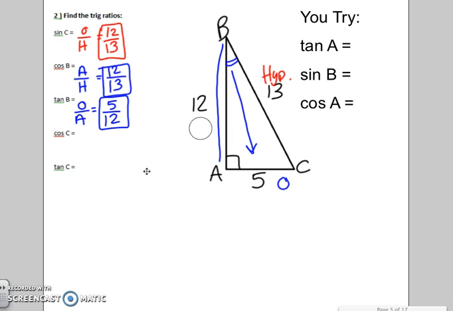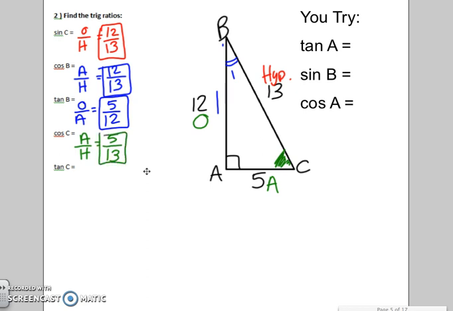So now I'm going to be dealing with angle C. So I'm going to erase this. Now I'm looking at angle C. So this is now opposite, and this is now adjacent if I'm at angle C. So if I want cosine, cosine is opposite, nope, adjacent over hypotenuse. So cosine of C, adjacent would be 5, hypotenuse is 13. Those cannot be reduced. And then tangent of C, tangent is opposite over adjacent. So opposite is 12, adjacent is 5, and those cannot be reduced, okay? So that is how you find ratios given the angle.